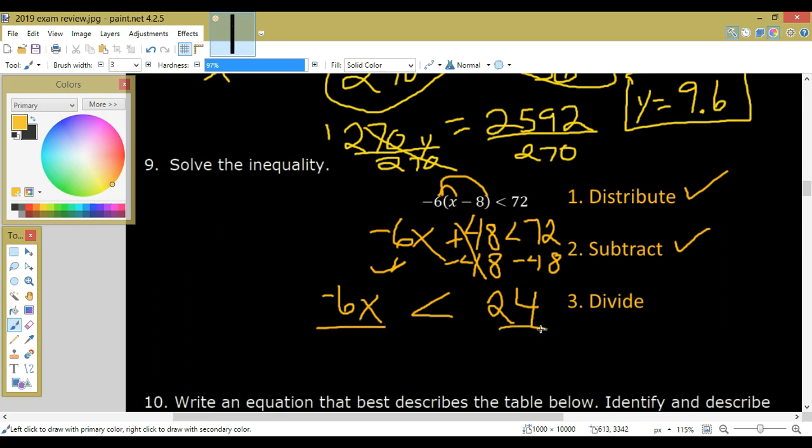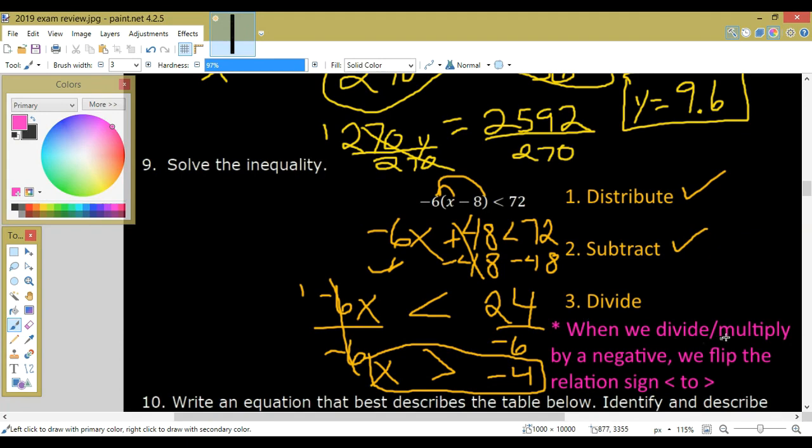We're dividing by the coefficient in front of x. That's -6. Divide each term by -6. -6x divided by -6 is 1x. 24 divided by -6 is -4. When we divide by a negative in an inequality, the inequality sign flips and becomes greater than. X is greater than -4.